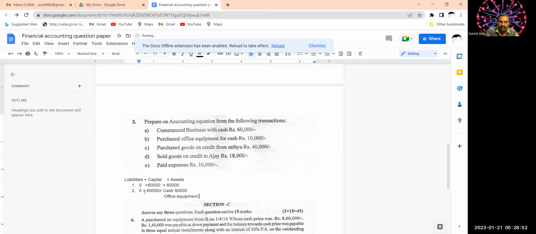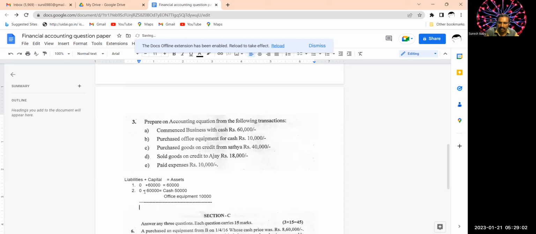How much? 10,000. Now the total check. Total on both the sides after this transaction: 0 plus 60,000 is equal to, even here also, 60,000. On asset side and liabilities side, the same total, correct?